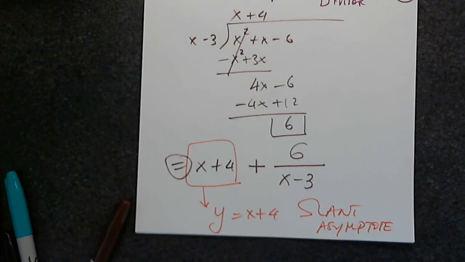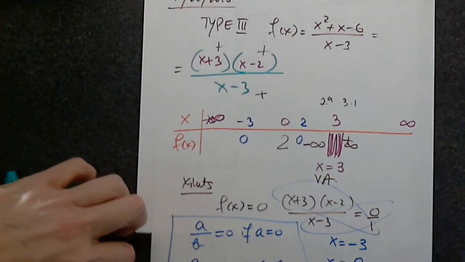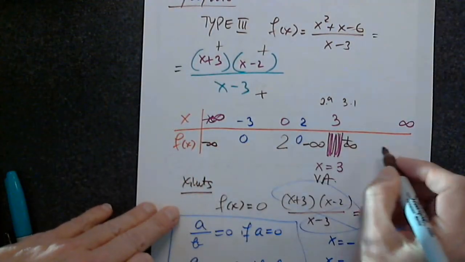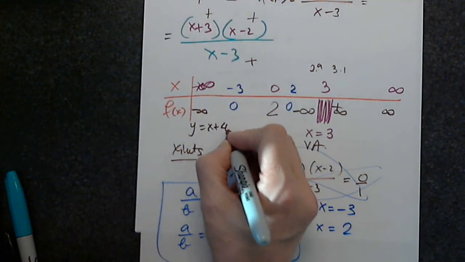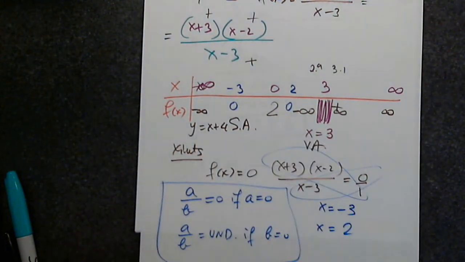What is the end behavior of the function then? What's here? Infinity, 2. That's it. That's all I need to add. So negative infinity to positive infinity, and y equals x plus 4 is the slant asymptote.